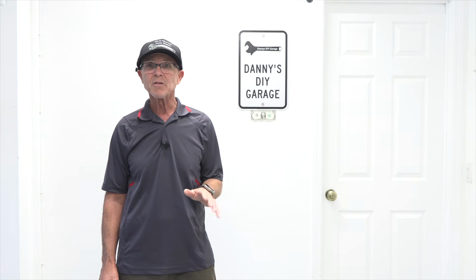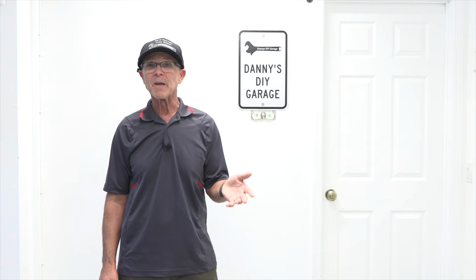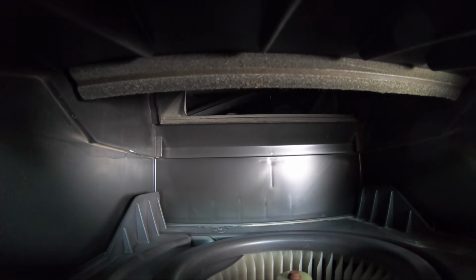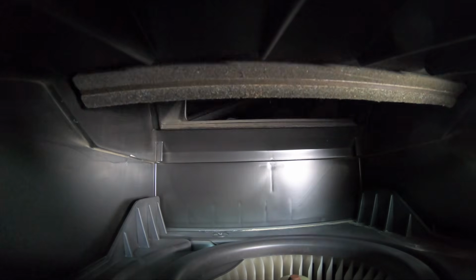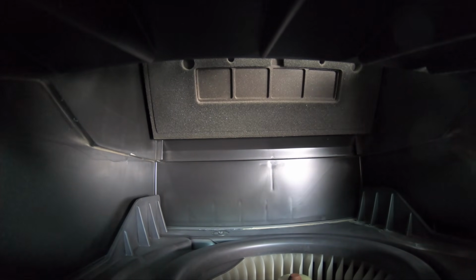If the recirculation button is not on, fresh air or outside air will come into your cabin. It'll go through the cabin air filter and then it comes out your vents. Once you push the recirculation button, it closes off the outside air and it recirculates the cabin air.